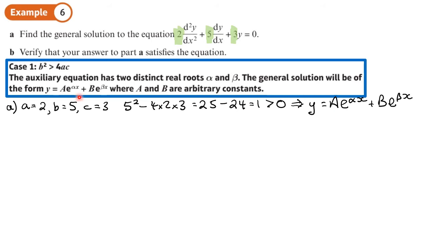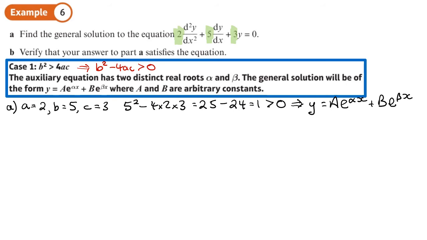Now this result and the others are not in the formula book, so you do need to remember what they are. I've put them here in the questions, but in the exam you will need to remember for each case what the results are. So I'll just put here what I actually did. So that's the same thing, isn't it? B squared minus 4ac is greater than 0.